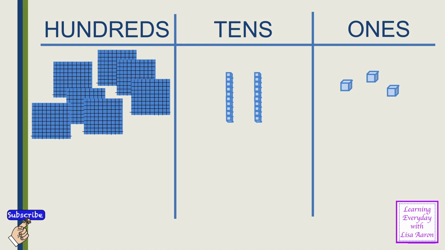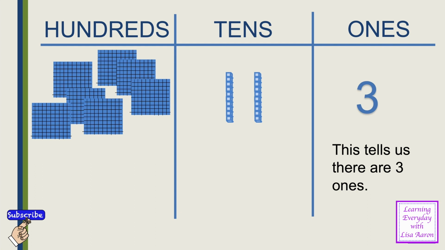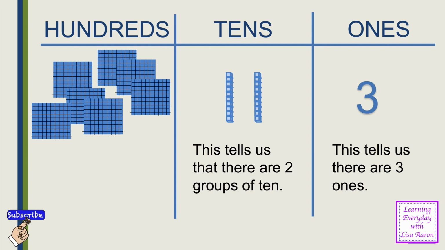How many ones do you see? 1, 2, 3. This tells us there are 3 ones. How many groups of 10 do you see? This tells us there are 2 groups of 10.